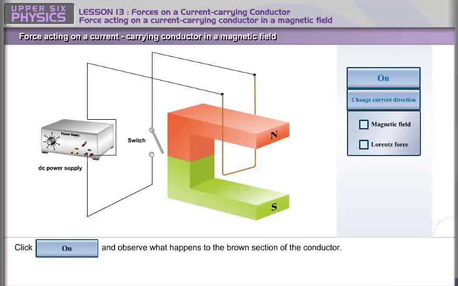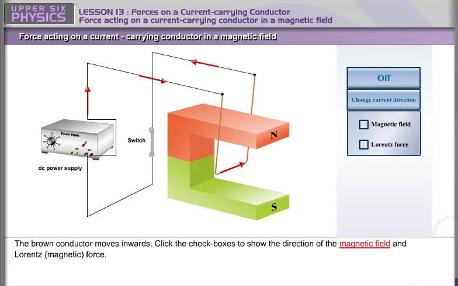Click the On button and observe what happens to the brown section of the conductor. The brown conductor moves inwards. Click the check boxes to show the direction of the magnetic field and Lorentz or magnetic force.